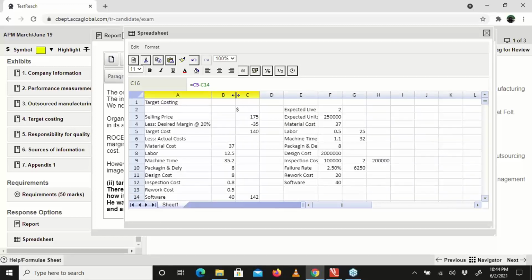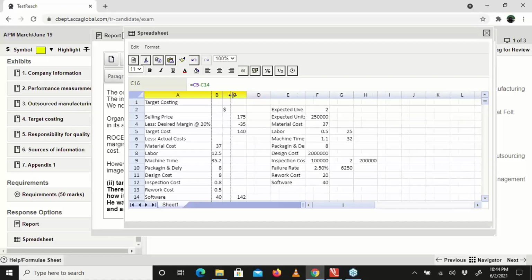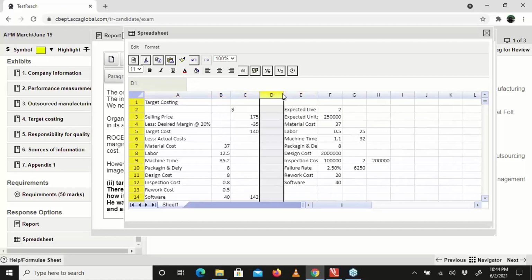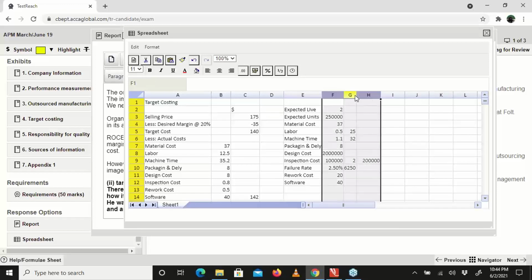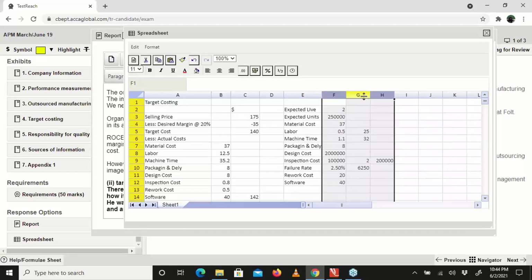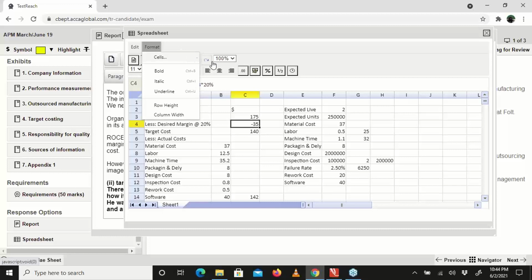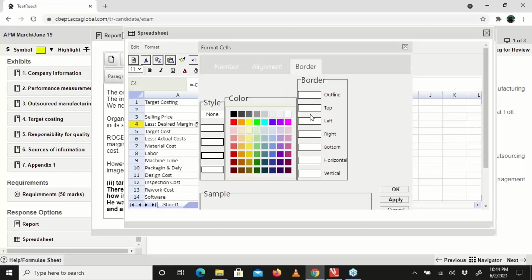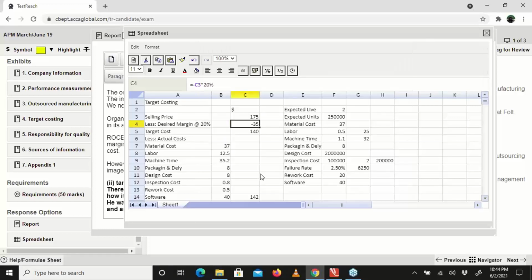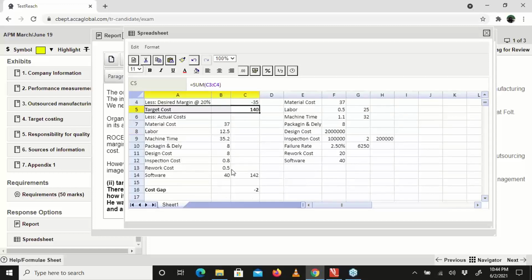Okay, so this is target costing. Let me tell you one thing. It is entirely up to you if you wish to do this formatting. Otherwise, even if you don't do the formatting, that is perfectly fine.